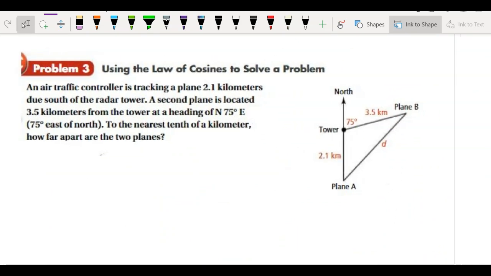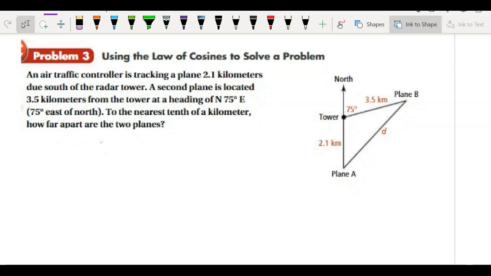So this one, the picture is super important. We are using the law of cosines to solve a problem. An air traffic controller is tracking a plane 2.1 kilometers due south of the radar tower. So I'm going to look at my picture over here. If this is north, I'm going to bet that this direction is south. Oh, and they labeled the plane. And here's my 2.1. So this is plane A that they're talking about first.